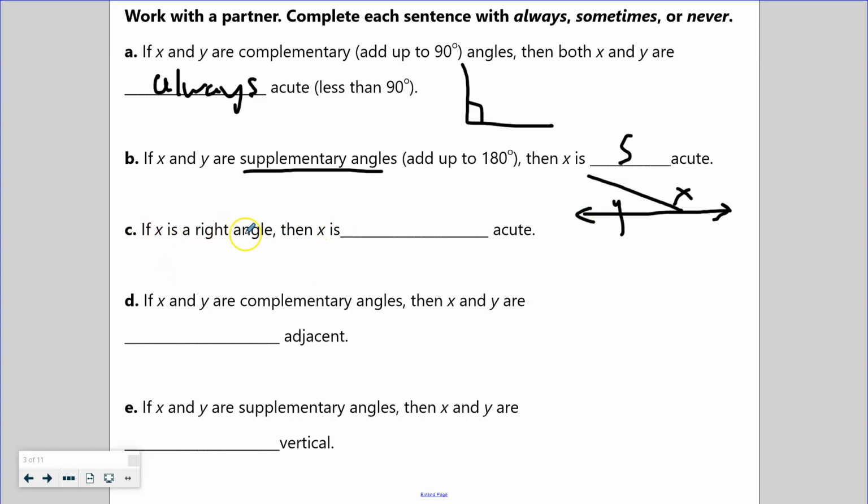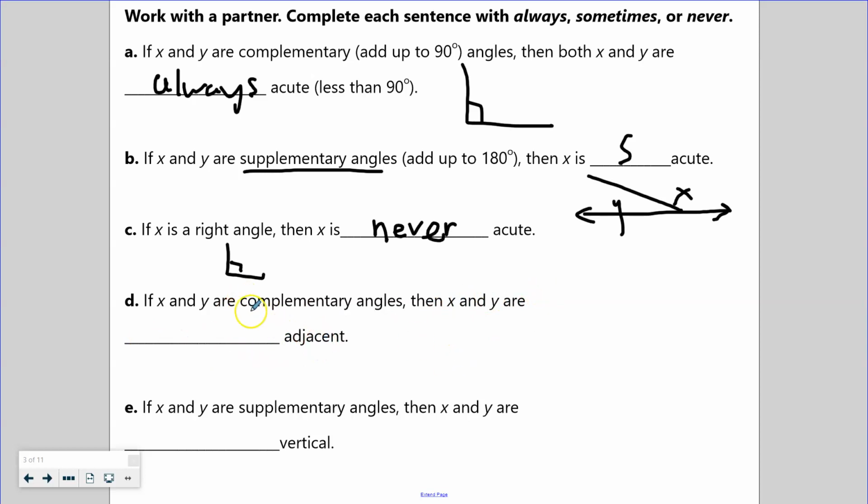X is a right angle. Sorry, if X is a right angle, then X is acute. That would be never, right? And why is that? Well, because acute angles are less than 90 degrees, and a right angle is exactly 90 degrees, right? So if it was 89.9, right, it would be acute, but if it's 90, it's called a right angle. Right? If X and Y are complementary angles, then X and Y are adjacent.